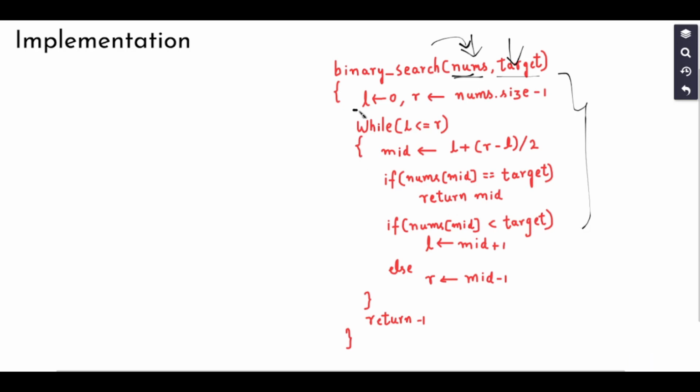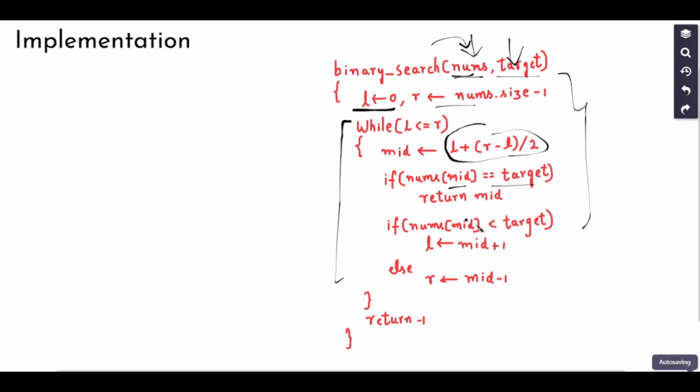So we initialize 2 pointers, to the starting of the array and to the ending of the array, and I run a while loop. This is the condition: till L is less than or equal to R. I calculate the middle point using this formula, and now I compare the element at the middle point. If it is equal to the target, then I return that index.